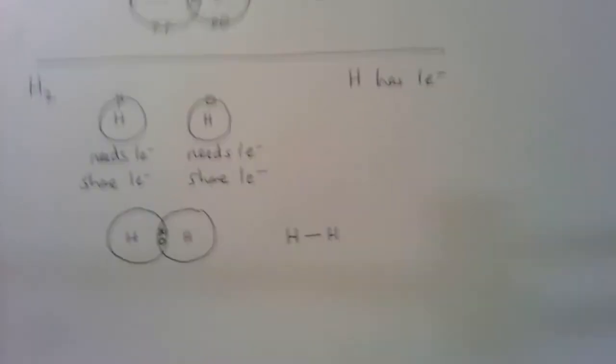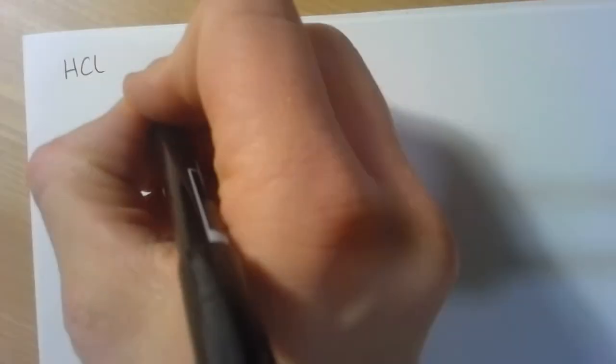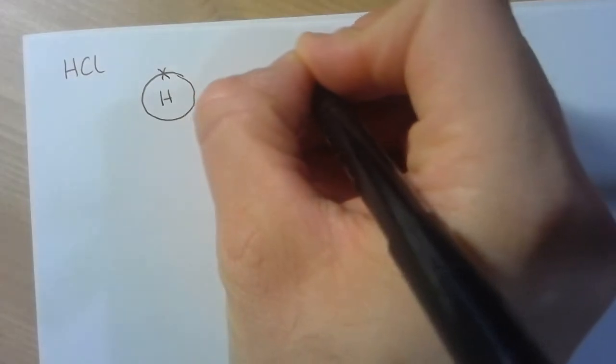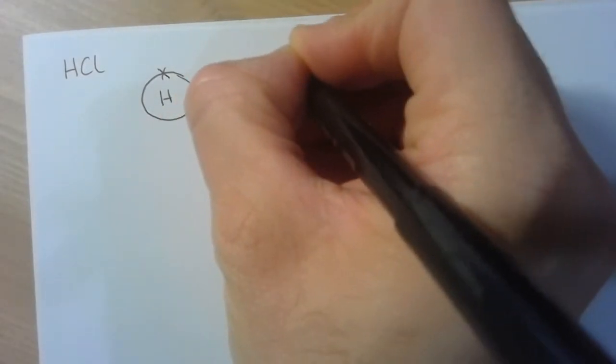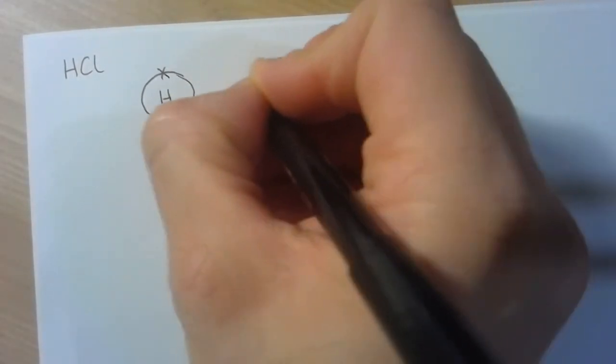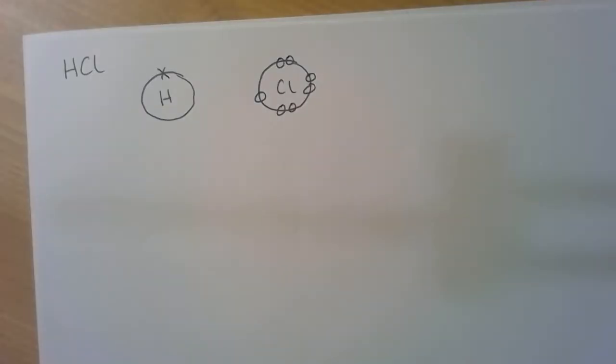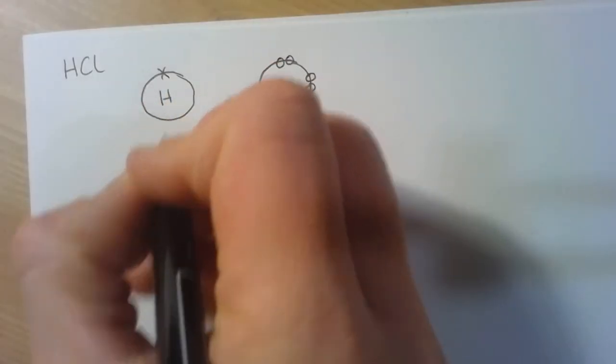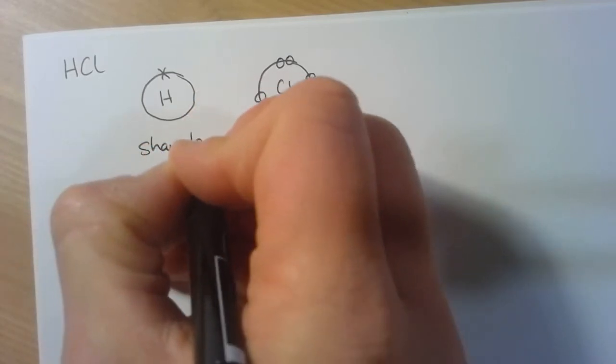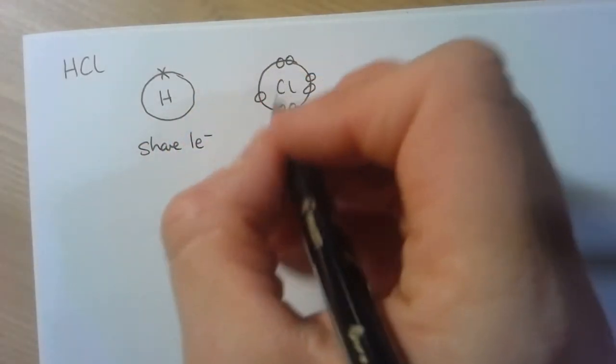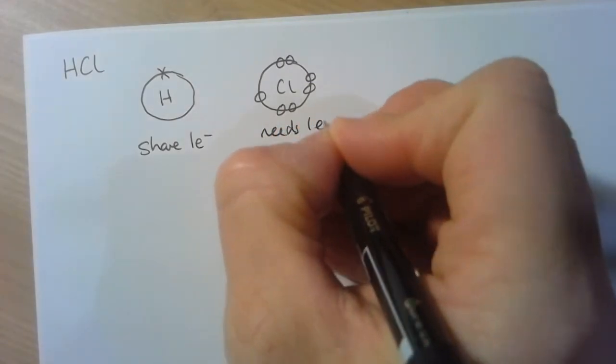Okay, let's now have a look at a compound where we've got two different atoms. So HCl. Our first step again: hydrogen has 1 electron. Chlorine, which we did earlier, has 7 electrons in its outer shell. We know that because it's in group 7. This needs 1 electron, therefore it's going to share 1 electron. This atom needs 1 electron, therefore it's going to share 1 electron.